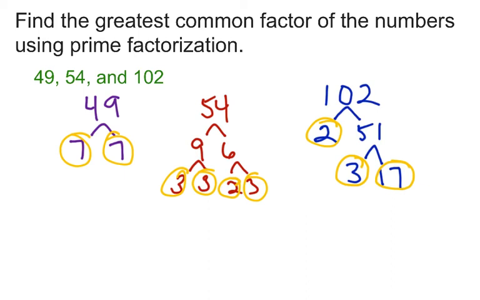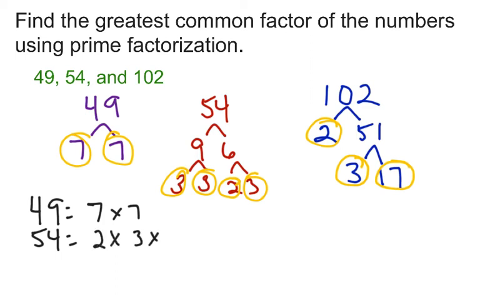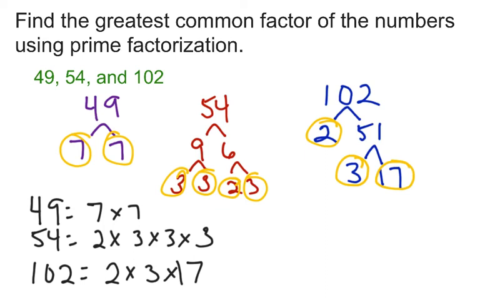So I'm going to list the factors of 49 first. We have 7 times 7. 54, we have 2 times 3 times 3 times 3. And 102, we have 2 times 3 times 17. Looking at all three numbers, I notice that 54 and 102 have some numbers in common. However, I need to have it in common with all three numbers. And looking here, we can see that we don't have any.